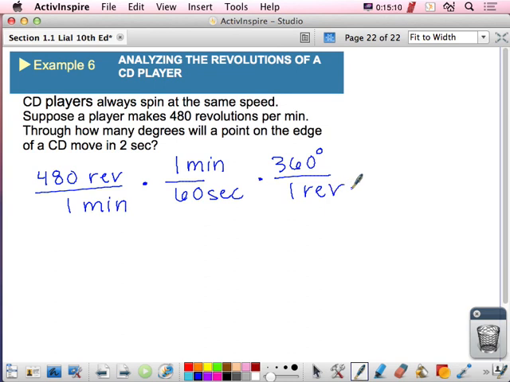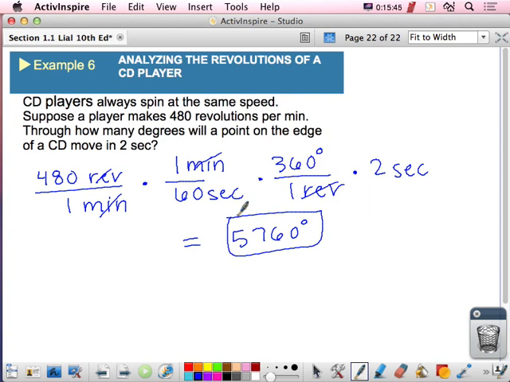Have y'all ever learned that through dimensional analysis? If it doesn't just come naturally to you, you can do it through dimensional analysis. The minutes will cancel, and then the revolutions will cancel, and that will leave you with degrees per second. But that'll be how many in 1 second. So now you have to multiply it by 2 seconds. And that gives you 5,760, right? So that's how far it would rotate. As some of you pointed out, there's a much easier way to do that if it makes sense to you, but if it doesn't, you can always do dimensional analysis to get you there.